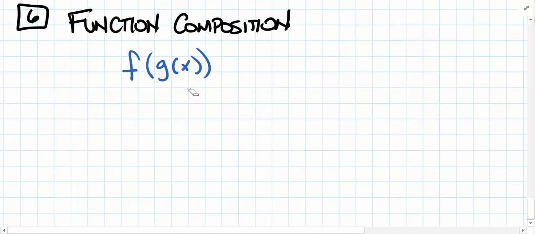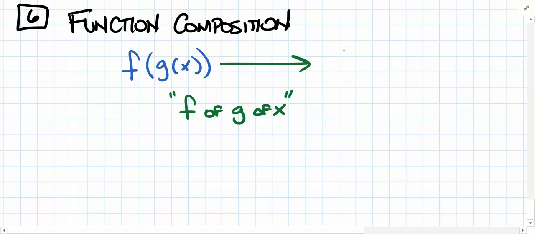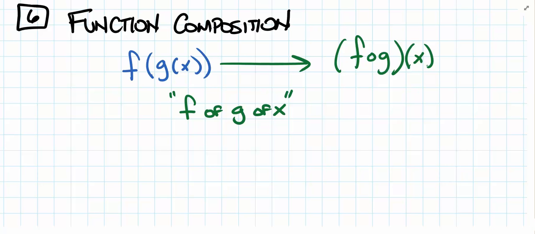Okay, so when you see something like this, this is how you would read this. This is read as f of g of x. It's like a crazy prepositional phrase, okay? So f of g of x. Now the way that we write it in mathematics is like this: parentheses, f, open dot, g, circle, of x. So it's not fog of x, even though it looks like the word fog of x, okay? It's an open dot. No, it's just called f of g of x.